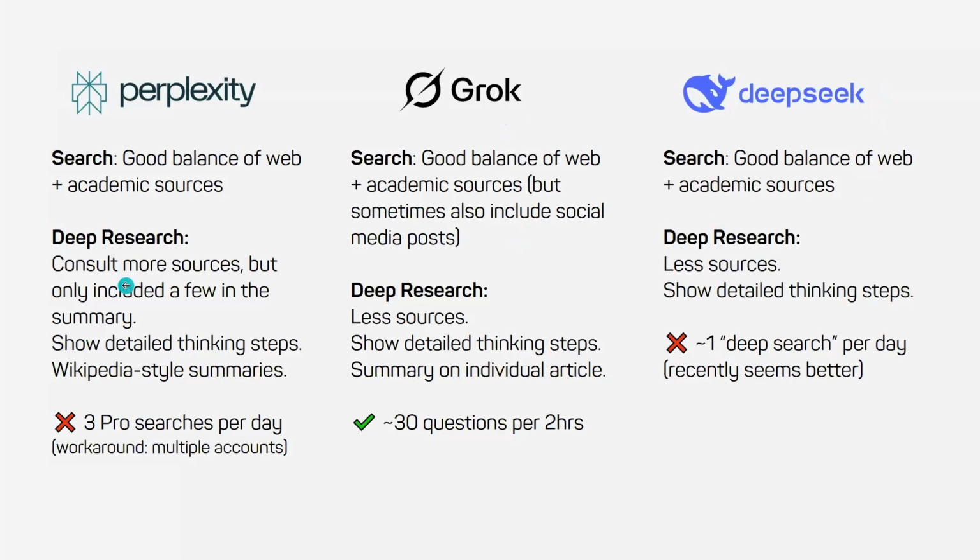And in terms of their deep research or deep search functions, Perplexity tends to have more sources, but like I mentioned, they only include a few in the summary, which makes not much difference from the other two. And it tends to give more Wikipedia style summaries. In terms of the quota for Perplexity, we have three free pro searches per day. The workaround would be having multiple accounts. For Grok, I've heard that they have 30 questions per 2 hours, which is quite generous. And for DeepSeek, it used to have one deep search per day, but now I think it's getting better.